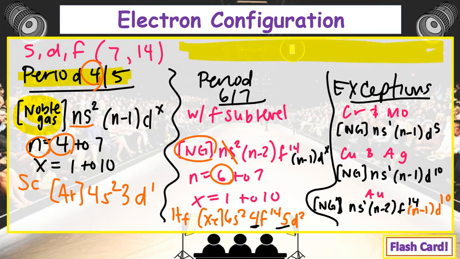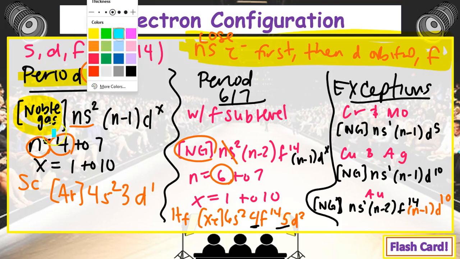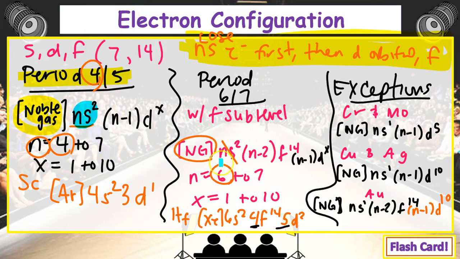And then one of the biggest things that comes along with transition metals, and make sure I highlight this, is that when it's time to lose electrons, you're always going to lose those ns electrons first. Then you'll lose your d orbital electrons, and then you'll lose your f orbital electrons. So these ns2 electrons, these ns1 electrons, all these electrons are going to be removed first when you're thinking of ions.